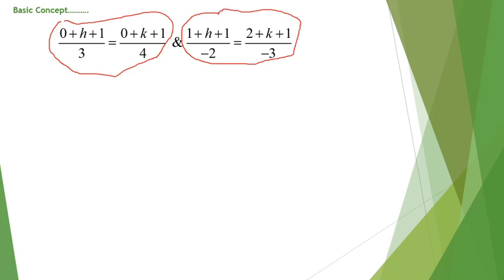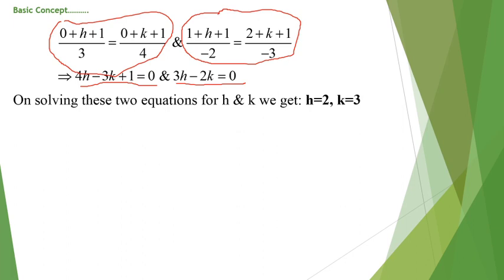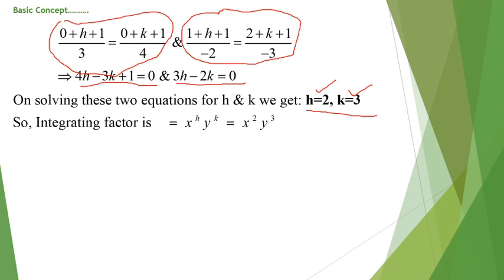We can rewrite them as 4h minus 3k plus 1 is equal to 0, and 3h minus 2k is equal to 0. Again we can say these are linear equations in two variables, so we can solve them by the usual methods, and after solving we can get the values of h and k. The value of h is equal to 2 and k is equal to 3. So the integrating factor is x raised to power h, y raised to power k, which is equal to x^2y^3. So what do we have to do now?